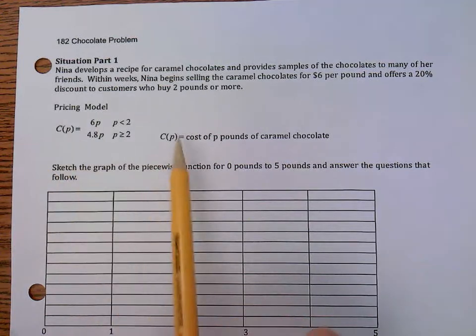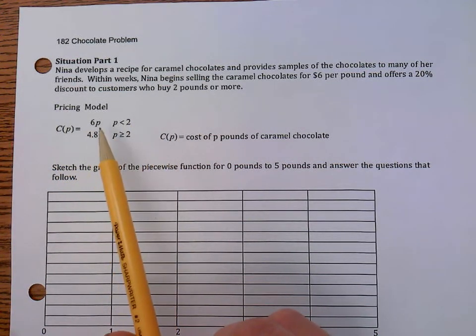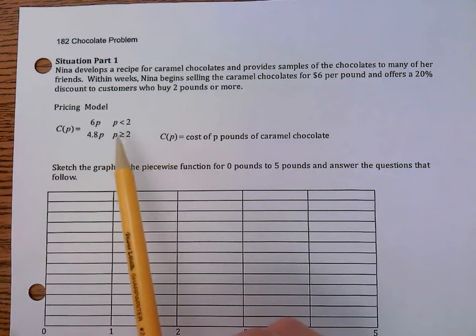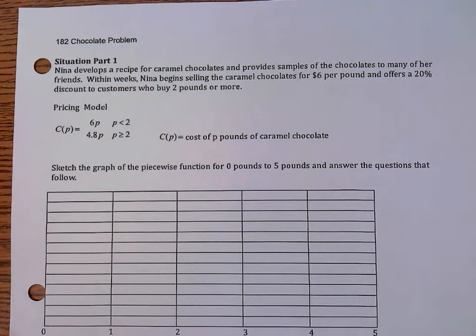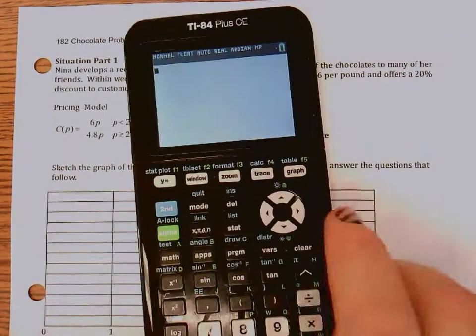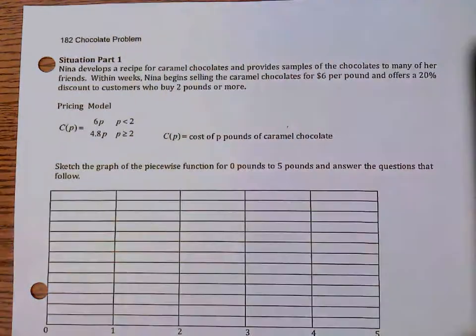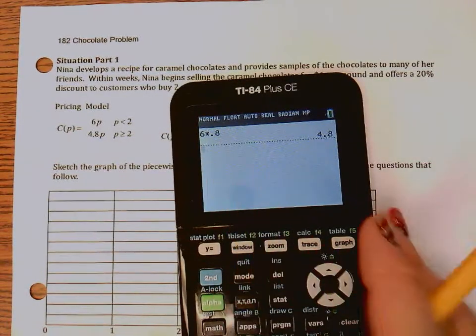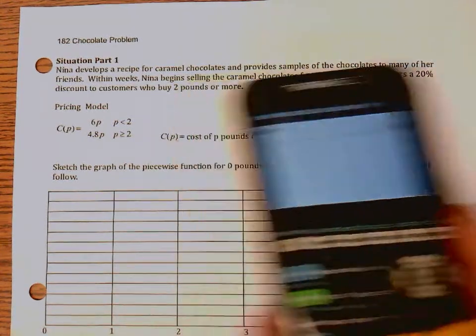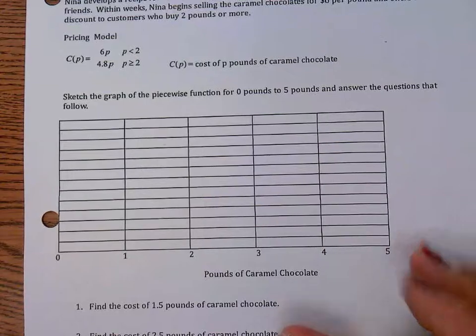So here's her original pricing model. If they buy less than 2 pounds, it's $6 a pound. If they buy 2 or more pounds, they pay $4.80 a pound because the discount is 20%. So 6 times 0.8 is $4.80. And I did 0.8 because it's a 20% discount, so it's 80% of the original cost. So I want us to graph what this piecewise function would look like.